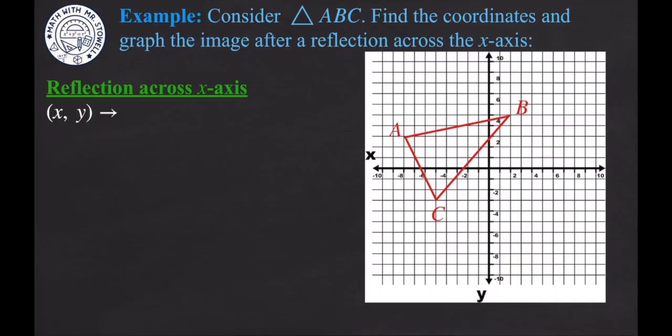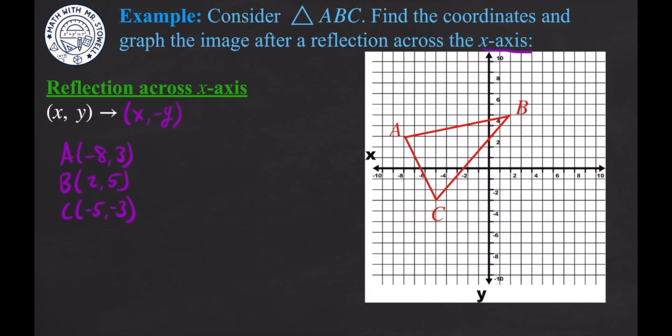In this example, we want to consider a triangle ABC. Find the coordinates and graph the image after a reflection across the x-axis. Okay, so we want to do a reflection across the x-axis. The rule that we have for reflecting across the x-axis is that the x values are going to remain the same, and the y values are going to be switched from being positive to negative or from negative to positive. So point A is at (-8, 3). Let's list out the rest.